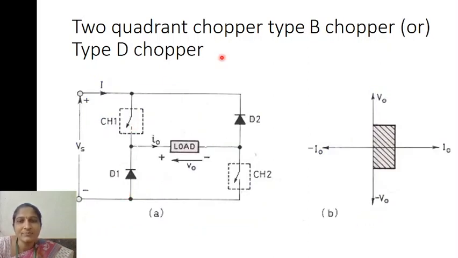Next, coming to the type B chopper, in here also there will be two switches CH1 and CH2, and diodes D1 and D2. These will be operating in the first quadrant and fourth quadrant. These are the two quadrants operating here. In the first quadrant, CH1 and CH2 will be in the on state. In the fourth quadrant, the diodes D1 and D2 will be on. So the output voltage will be in the fourth quadrant, and it is negative.